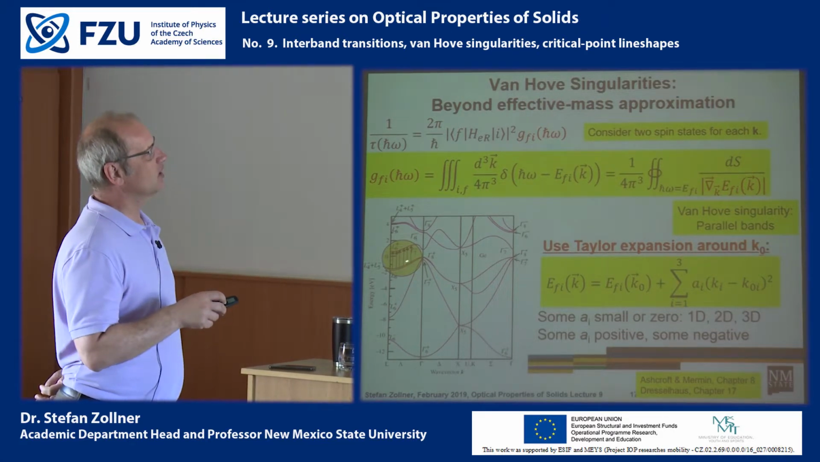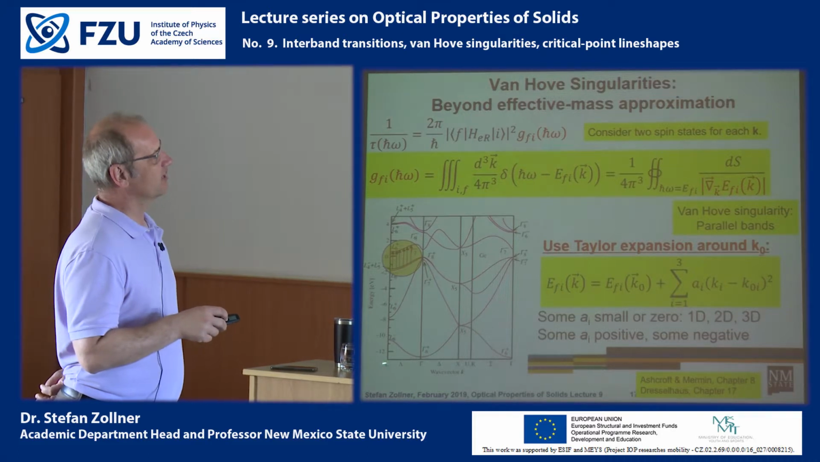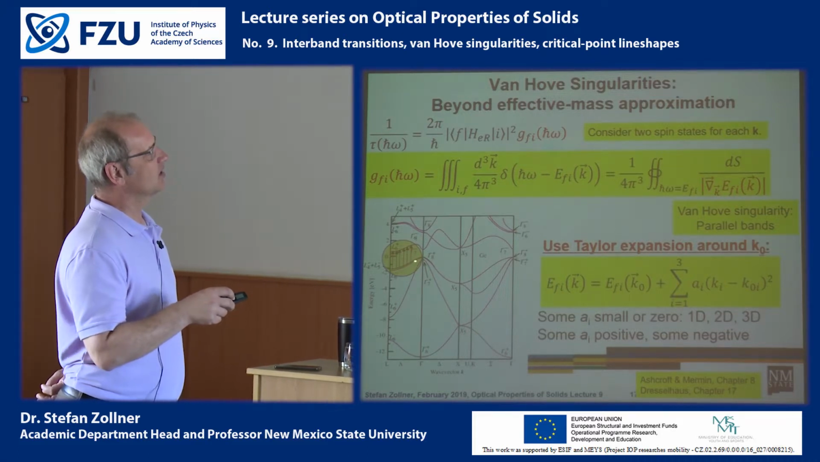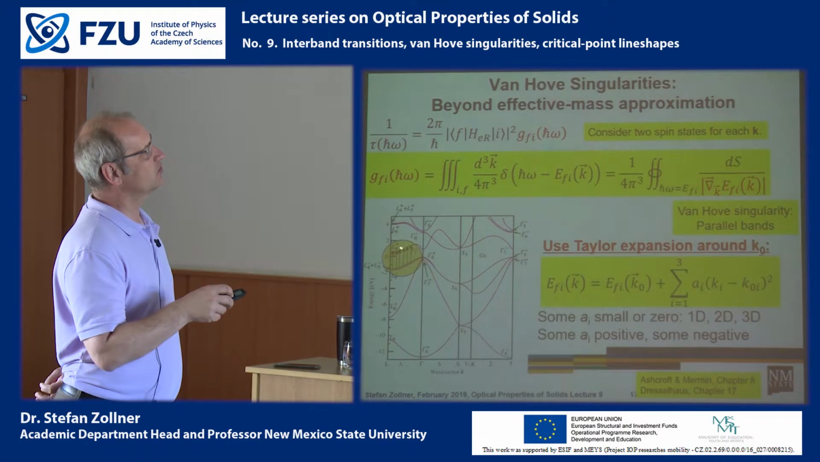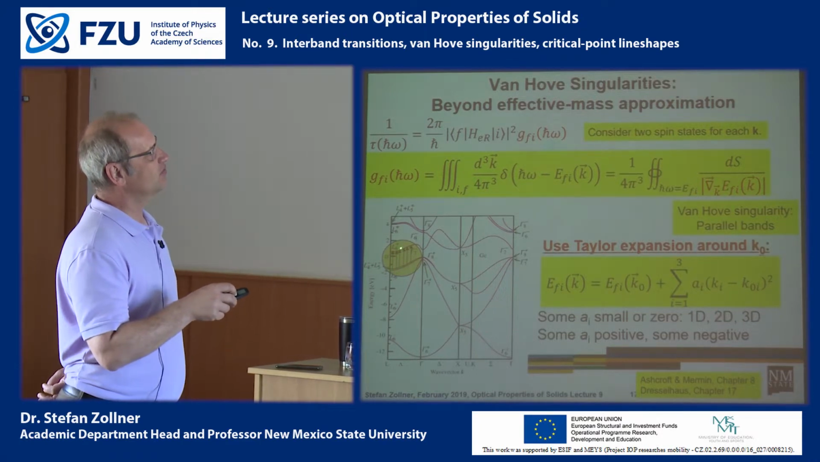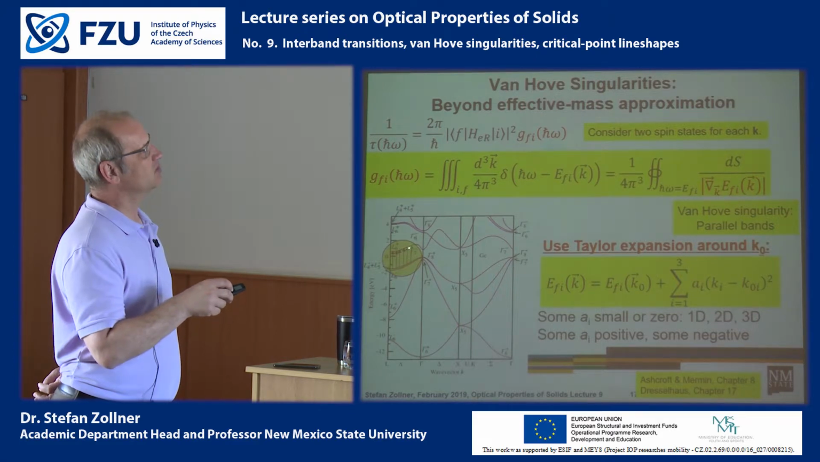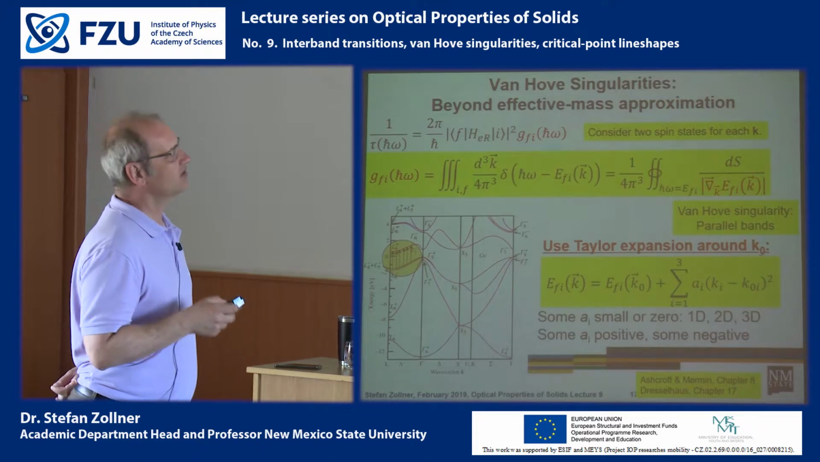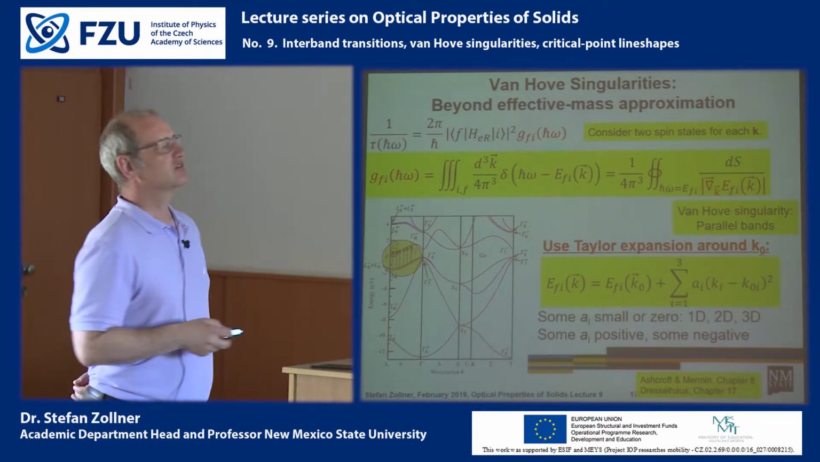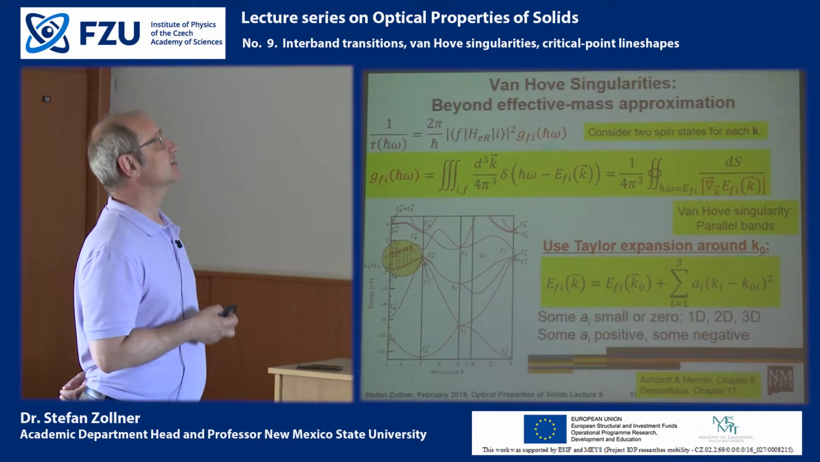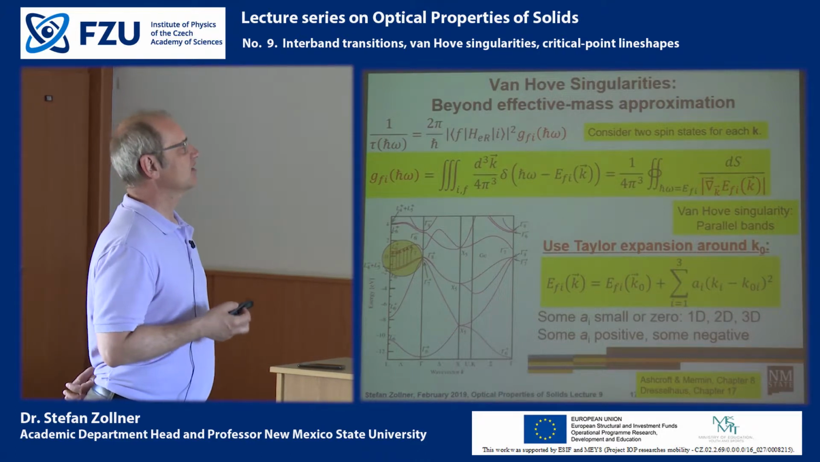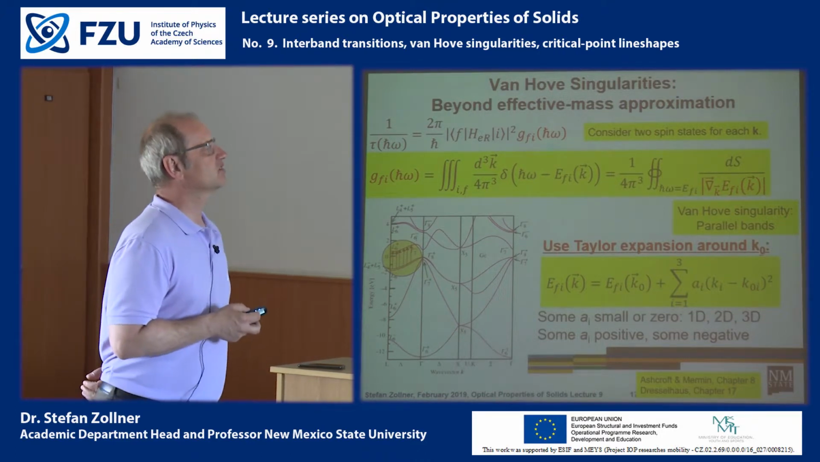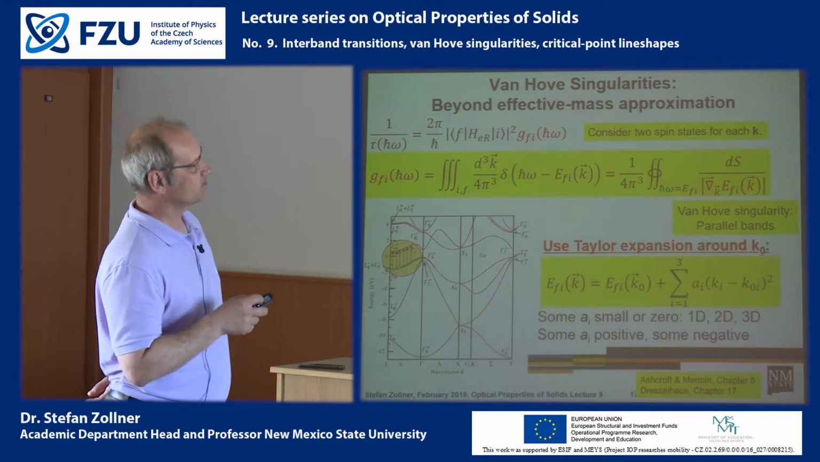So along the 1-1-1 direction from gamma to L, these 2 bands are parallel, and therefore direct transitions from this valence band to this conduction band along 1-1-1 are very likely to happen. Since the bands are parallel, the likelihood for these transitions is very large.